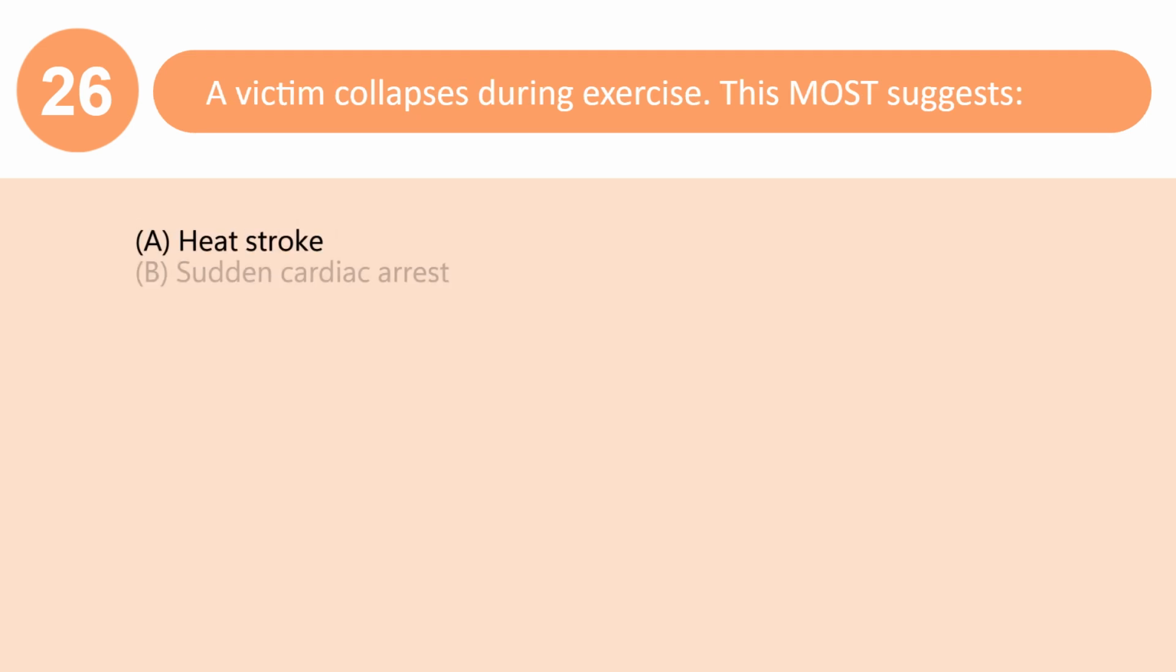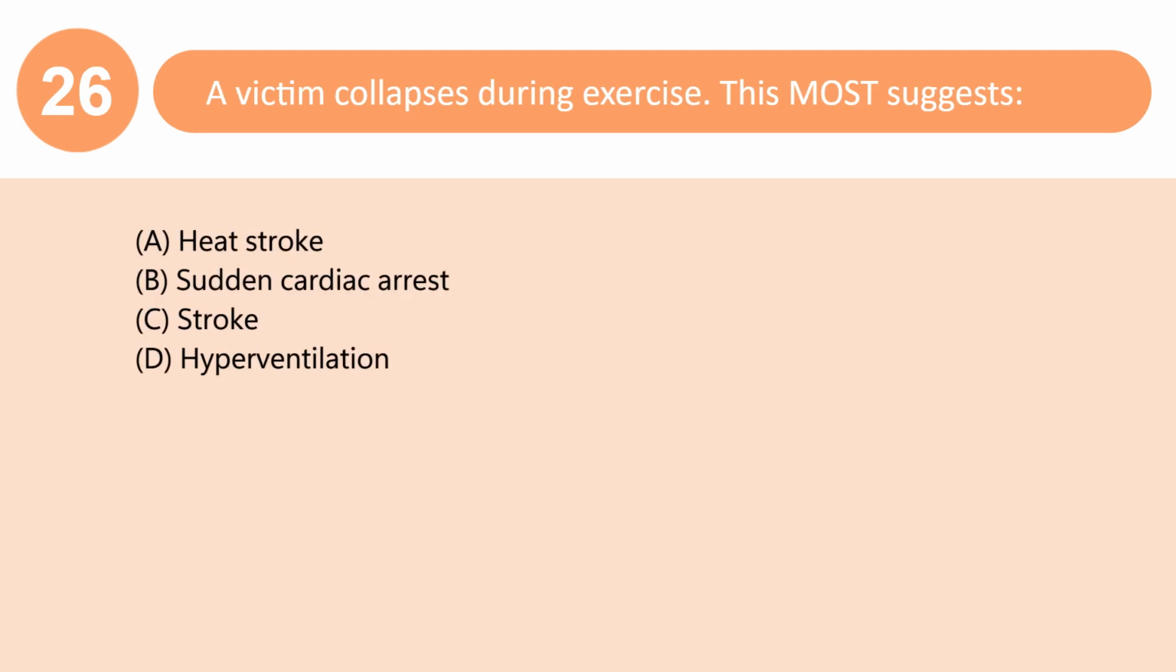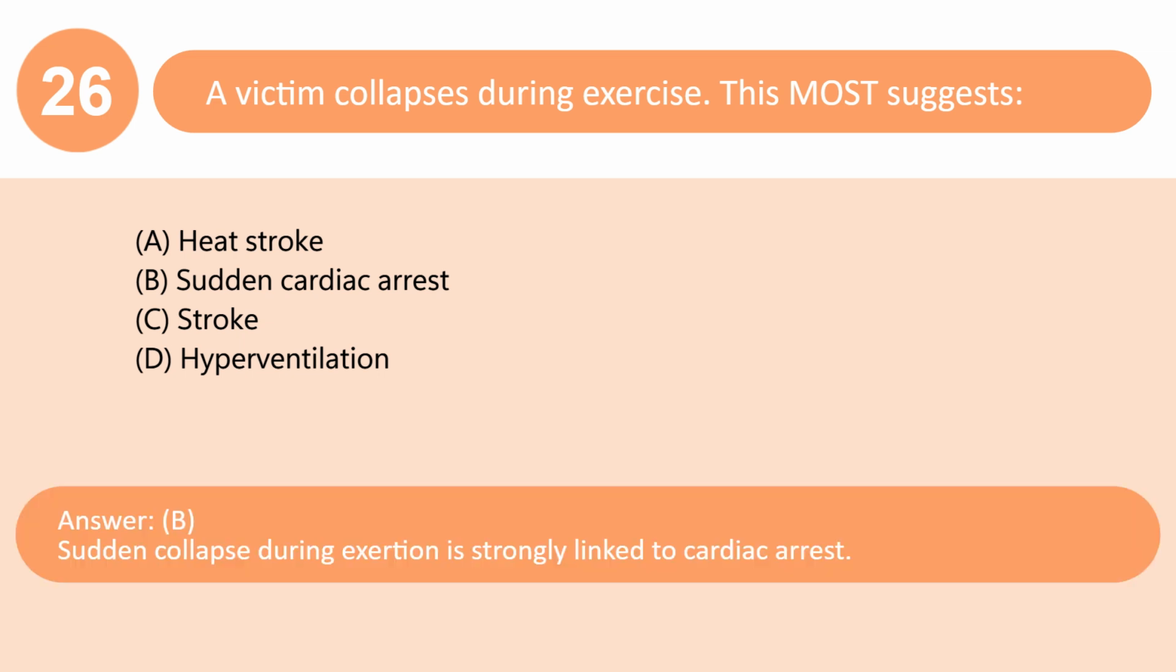A victim collapses during exercise. This most suggests: A. Heat stroke. B. Sudden cardiac arrest. C. Stroke. D. Hyperventilation. Answer B. Sudden collapse during exertion is strongly linked to cardiac arrest.